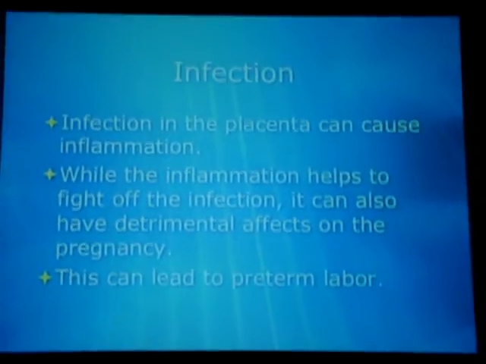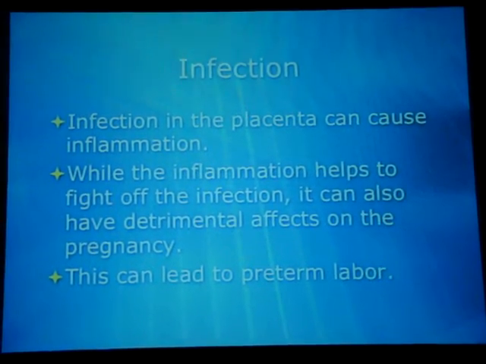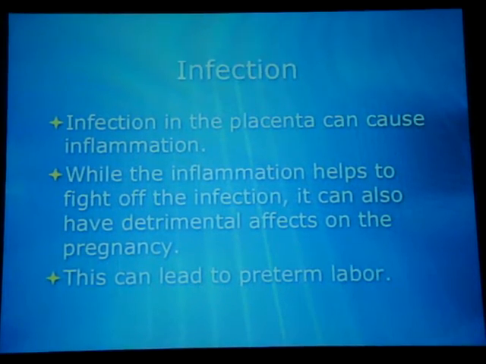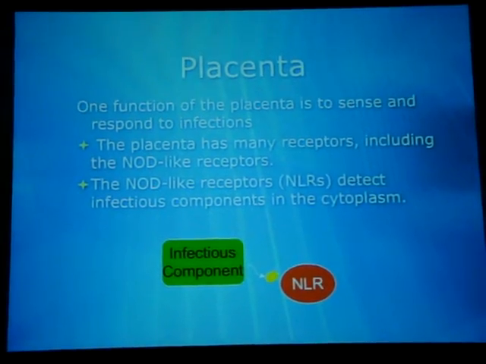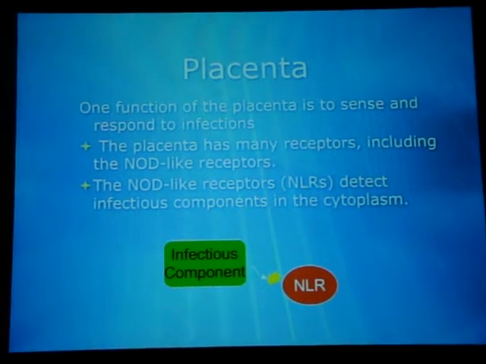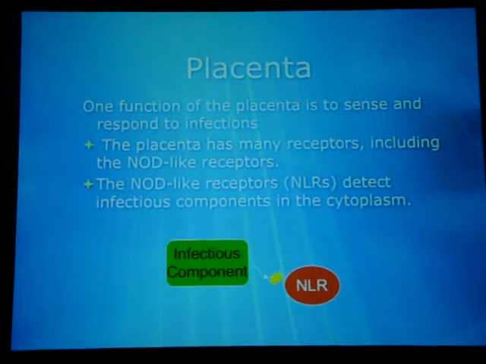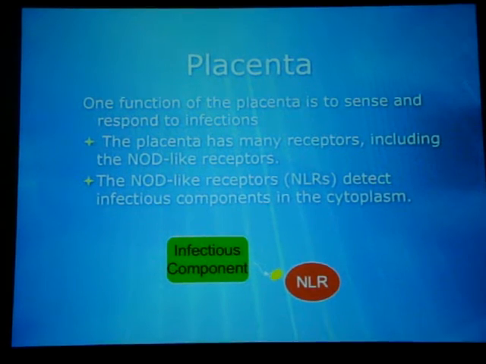Infection in the placenta can cause inflammation, and this helps to fight off infection, but it can also have detrimental effects on the pregnancy, such as preterm labor. One of the functions of the placenta is to detect these infections, and it does so through its many receptors, including NOD-like receptors, or NLRs.